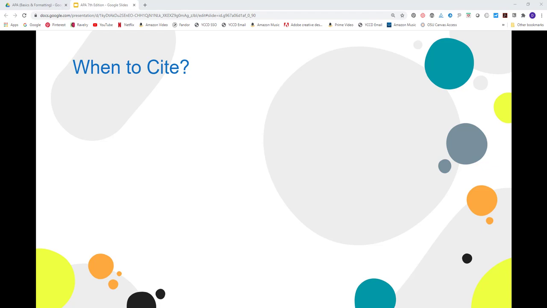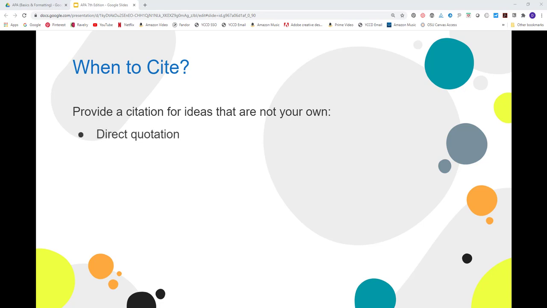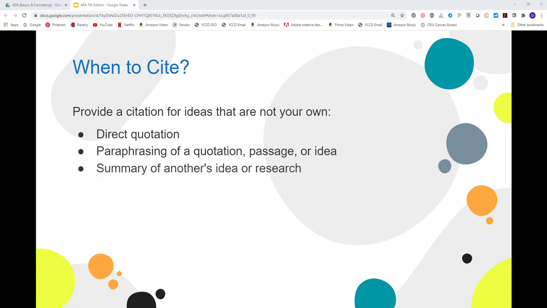You will need to provide citations for ideas that are not your own, such as for direct quotations, paraphrasing of a quotation, passage, or idea, summary of another's idea or research, specific reference to a fact, figure, or phrase.